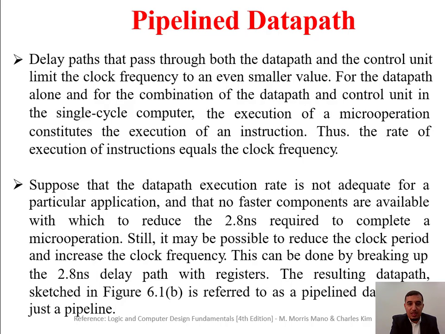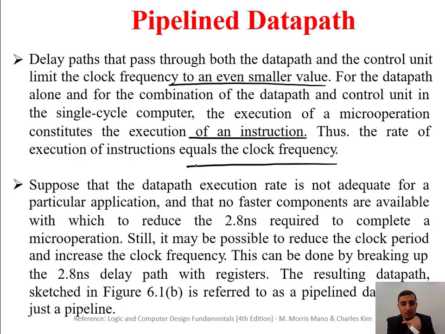So delay paths that pass through both the data path and the control unit limit the frequency to even smaller values. For the data path alone, and for the combination of the data path and control unit in a single cycle computer, the execution of micro instructions constitutes the execution of an instruction. So we add all the micro instructions together to get one instruction. Thus the rate of the execution of the instruction is equal to the clock frequency.